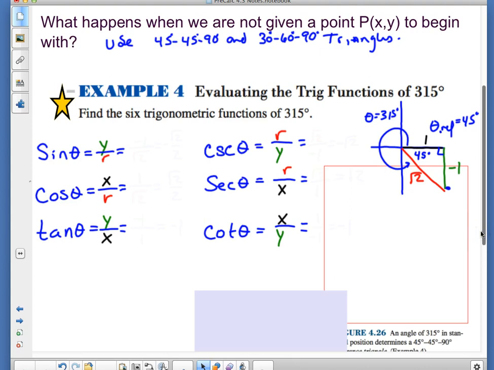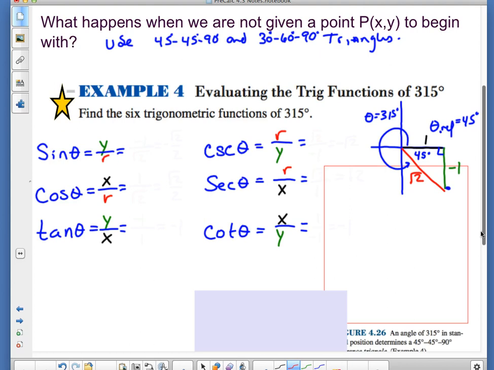I got a 315-degree angle. Okay, I made my axis. I put 315 degrees in. It's positive. I end up here. I have my reference angle here, which is 45 degrees. Are you okay with my reference angle? Okay, remember, after I get the 315, I have a 45-degree reference angle. It's 45 degrees more to get to the axis of where I started.